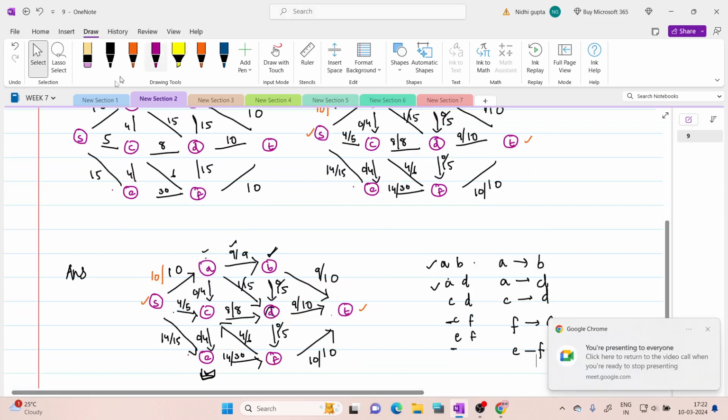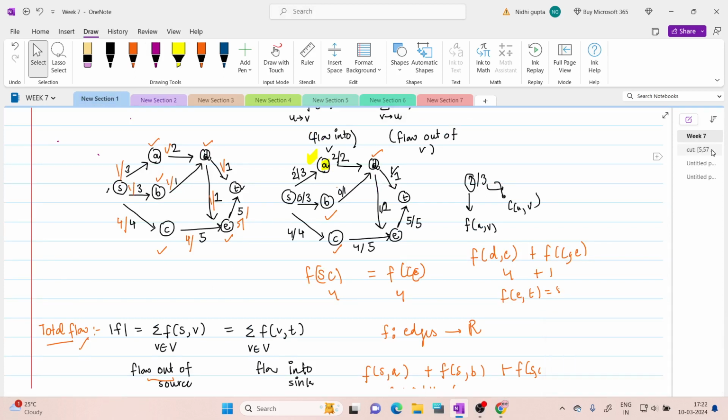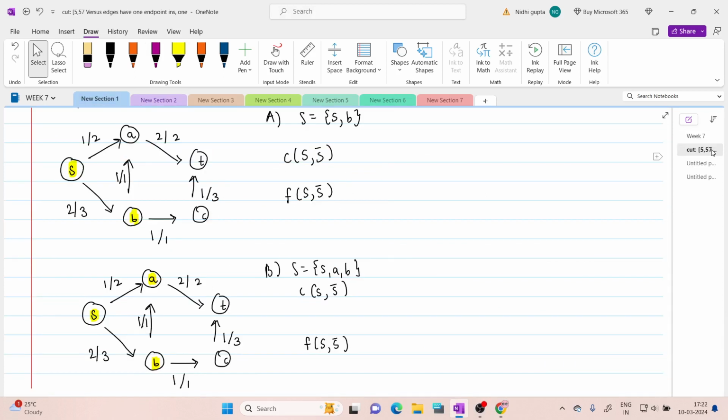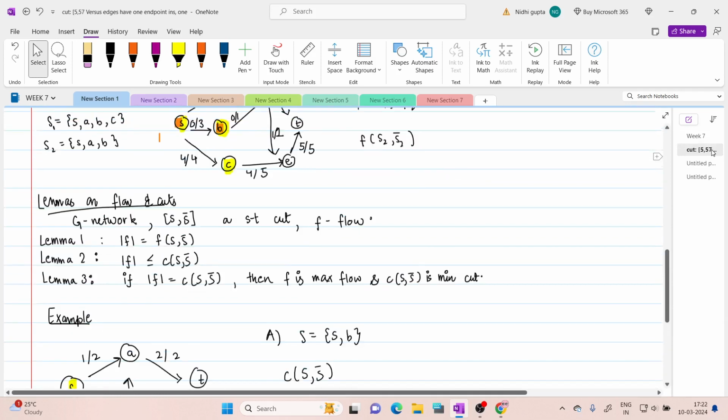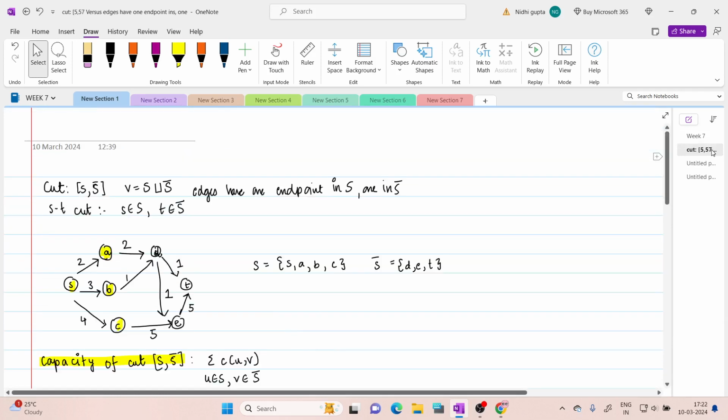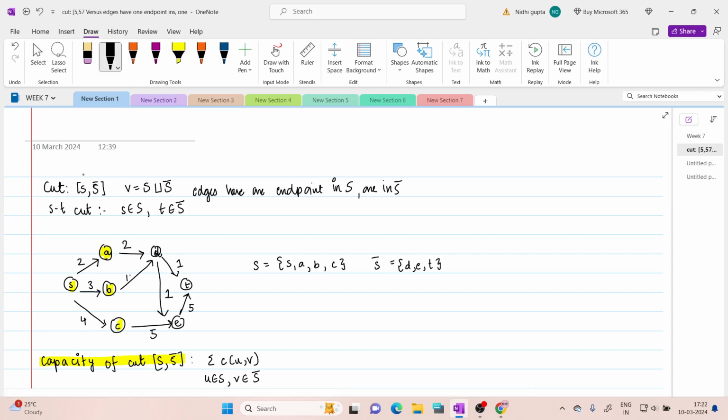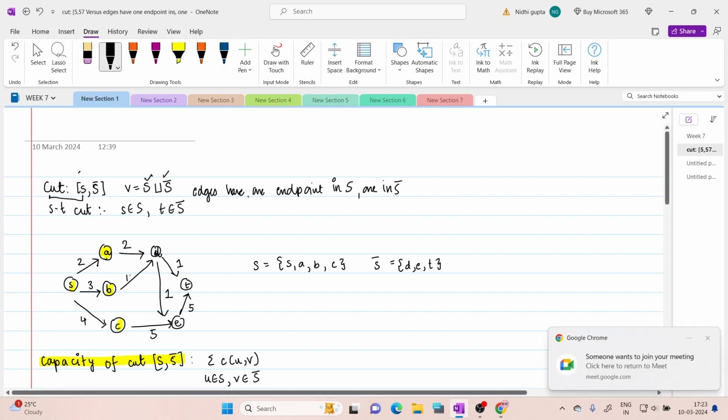So now, this was flow. The second concept is of cut. We have studied cut in many of the previous lectures also. So what do we mean by a vertex cut, or cut? Basically we are partitioning our set of vertices into two sets, S and S complement, and edges in this cut have one endpoint in S and the other endpoint in S bar.